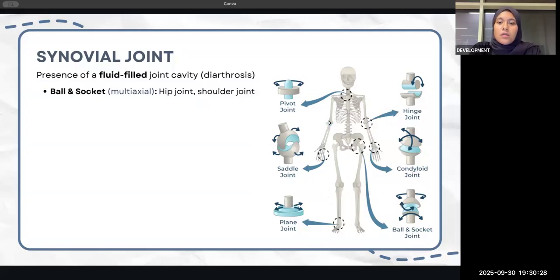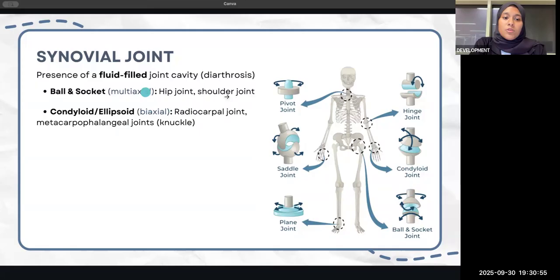Let's start with the easiest, which is the ball and socket joint, which is multi-axial. Multi-axial means that the joint allows movements in all types of directions: circumduction, abduction, adduction, everything. It can go everywhere. So we have the hip joint and the shoulder joint. Of course, your shoulder can move however you want, and it's a ball and socket joint, which you can see here. It's like a ball that goes into a socket.